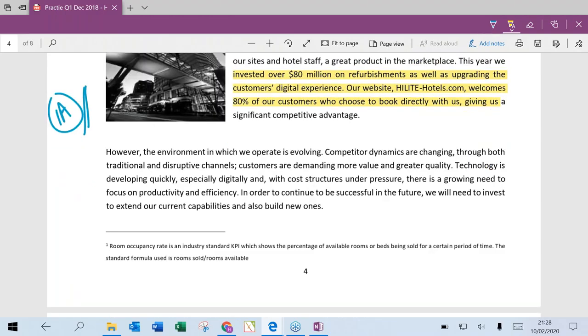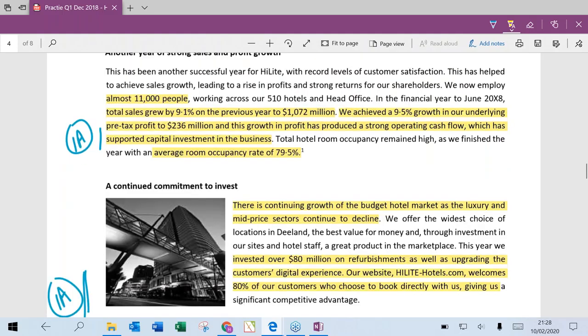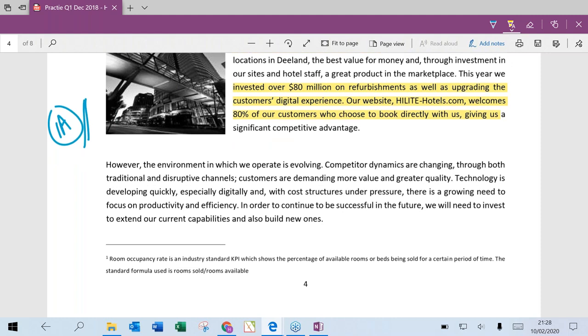However, listen, whenever you see the word however, normally it means some negative points will come. Okay. So far we have seen all the good points. Now we are seeing however. So however, the environment in which we operate is evolving. Competitor dynamics are changing through both traditional and disruptive channels.